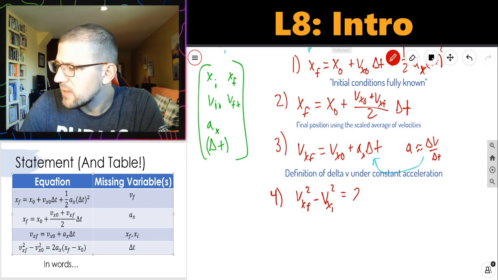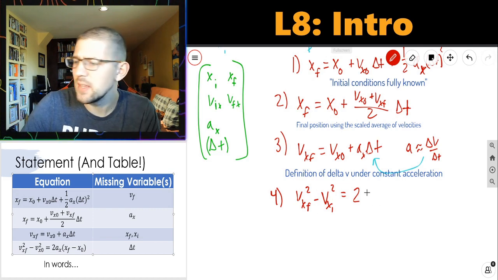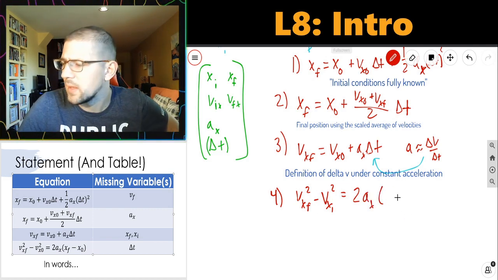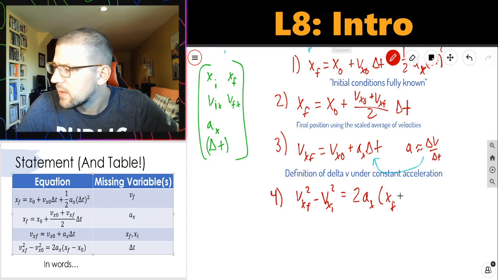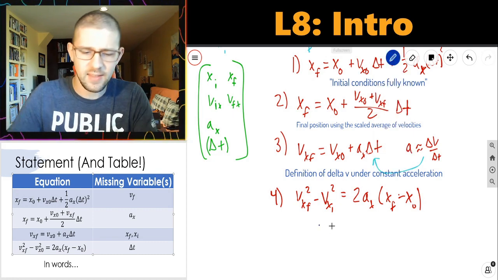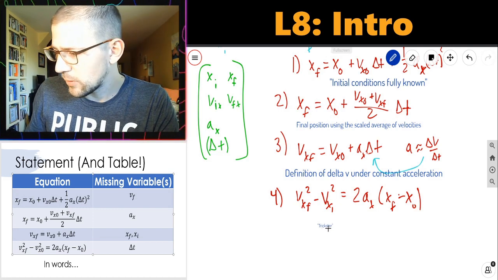And it tells me that the difference between the square of the final velocity and the initial velocity is equal to 2 times the acceleration along the given coordinate times the difference in positions, delta x. So I call this one the Trickster. If none of the other equations look useful, this is the one to check out.